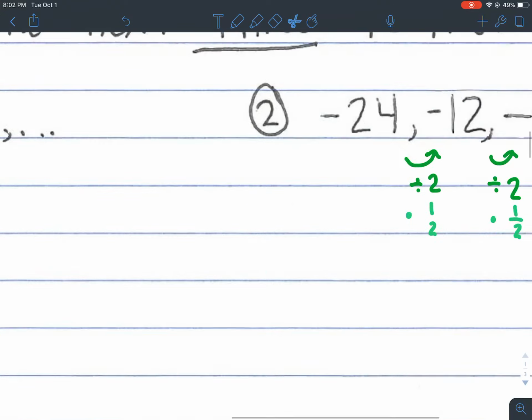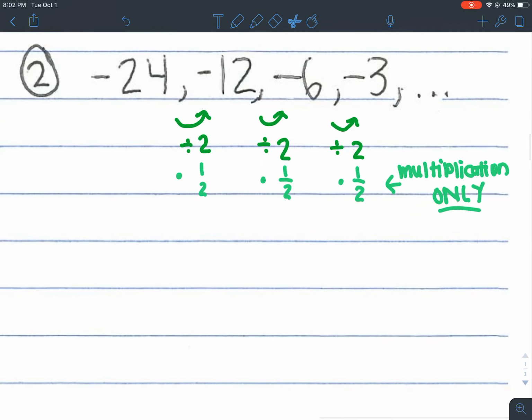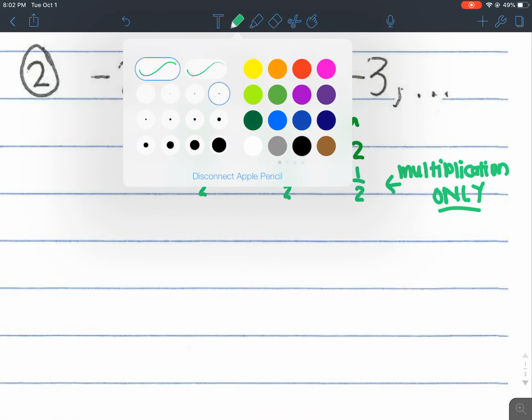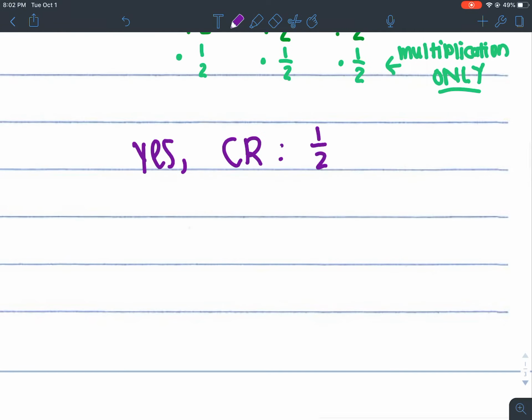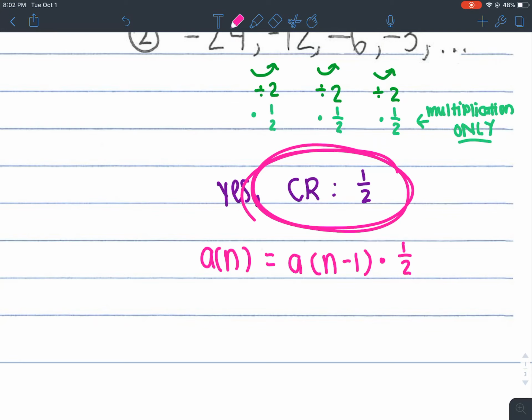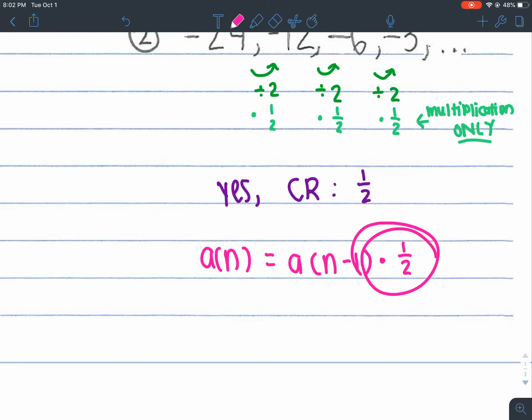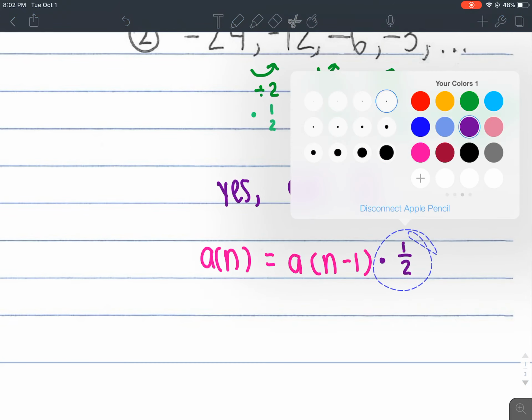That's going to tell me that, yes, this is geometric because I am multiplying by something constantly. I'm multiplying by, oops, I don't like this purple. This purple, okay. So yes, it's geometric. My common ratio is 1/2. So my formula here is going to be A of n equals A of n minus 1 times 1/2. Now I only write the common ratio up here just so I can remember what to put at the back here. So this should be your common ratio, whatever that may be.